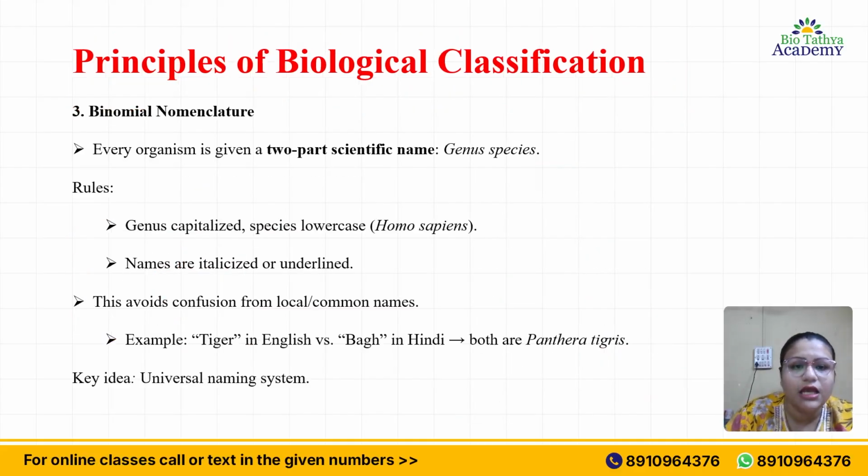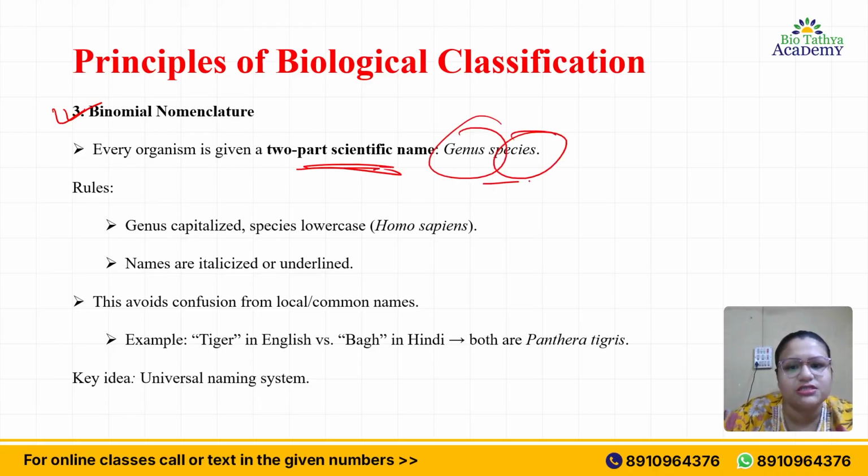Okay, so another thing they focused on was the binomial nomenclature. What is binomial nomenclature? We know what is binomial nomenclature. If anyone doesn't know, they will know in this slide. That is a two-part scientific naming system, that is genus and species. Who was the founder of this binomial nomenclature? Carl Linnaeus.